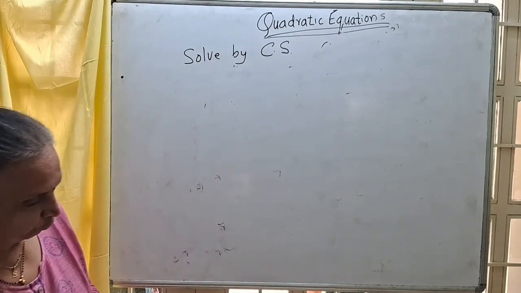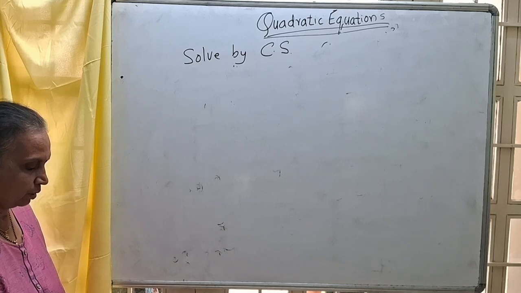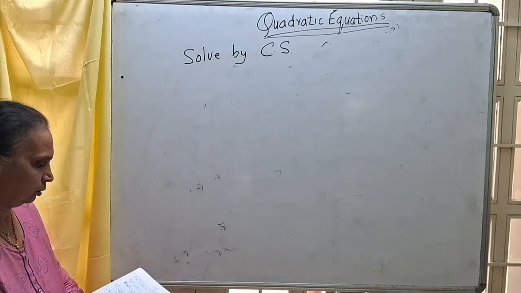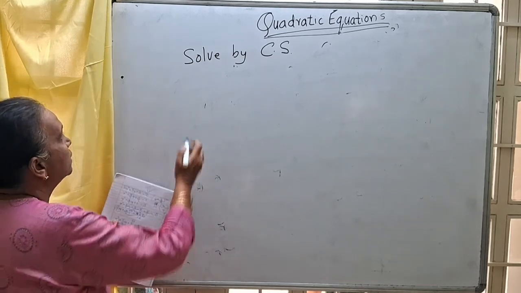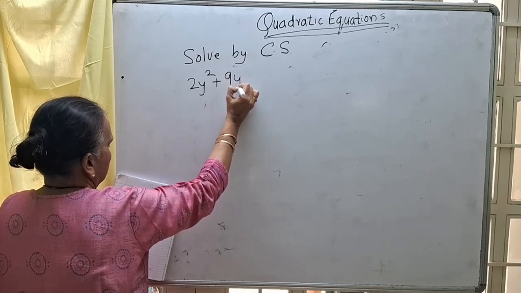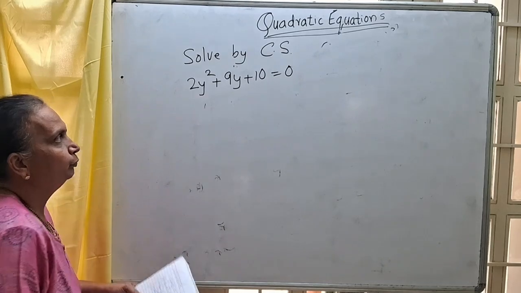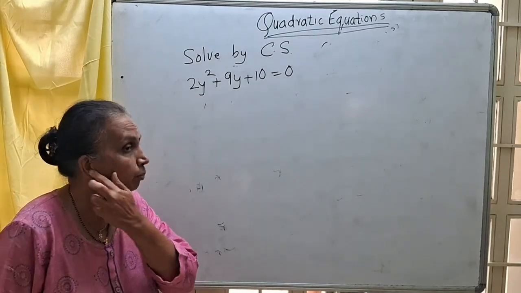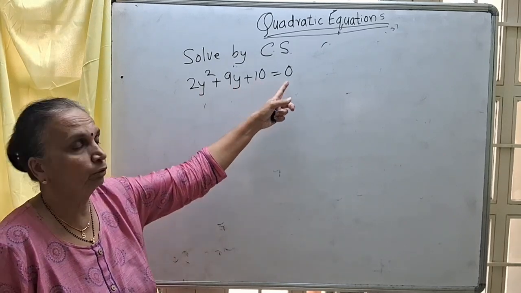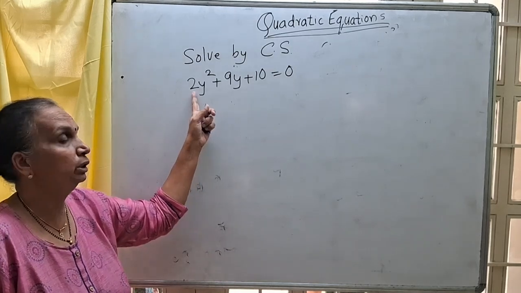Now I will take one more sum, and the sum is 2y square plus 9y plus 10 is equal to 0. First you have to see whether it is in the standard form. Yes, it's in the standard form: ax square plus bx plus c is equal to 0. Now what are you finding here? A coefficient other than 1. So what is this? 2.